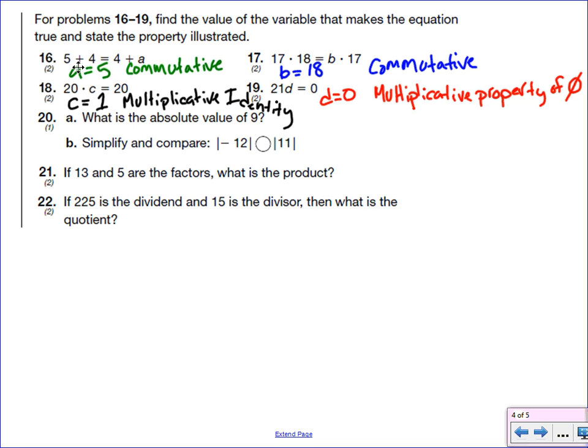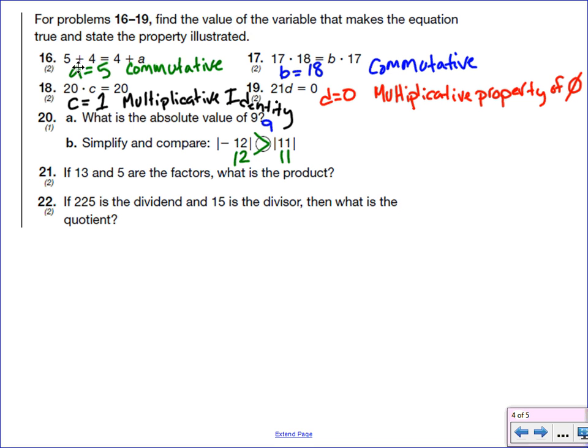What is the absolute value of 9? That's asking you the question, how far away from 0 is 9? It's 9 away. So the absolute value of 9 is 9. Simplify and compare. The absolute value of negative 12 is 12 spaces away from 0. The absolute value of 11 is 11 spaces away from 0. So the absolute value of negative 12 is greater than the absolute value of 11.